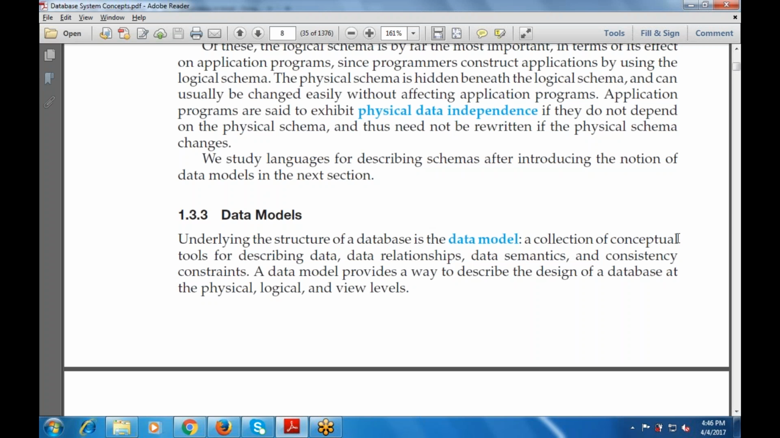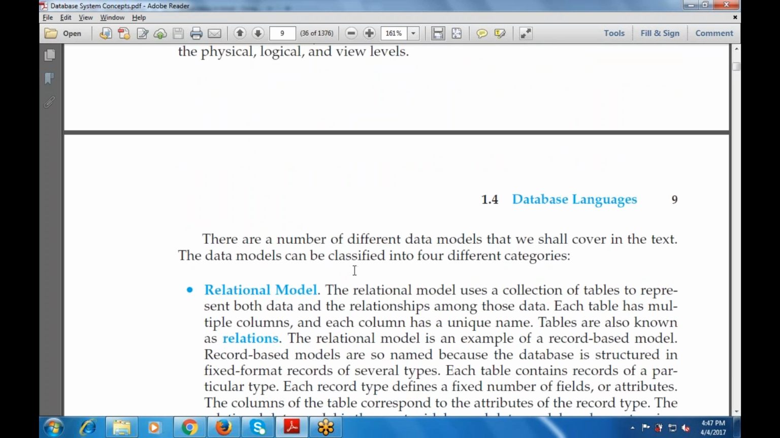Next are the data models, that is, a collection of conceptual tools for describing data, data relationships, data semantics, and consistency constraints. A data model also provides a way to describe the design of the database at the physical, logical, and view levels. Underlying the structure of the database is the data model, a collection of conceptual tools for describing the data. There are a number of different data models that we shall cover in the text, and they can be classified into four different categories.